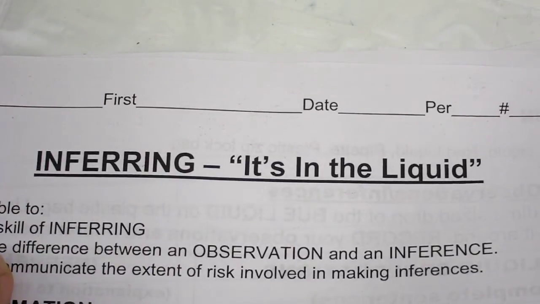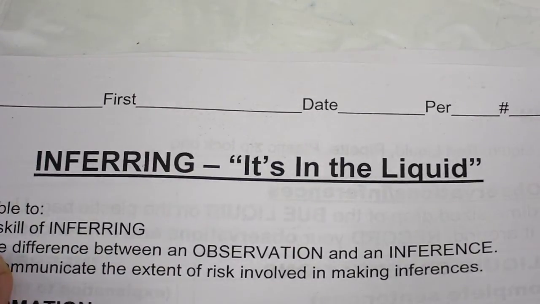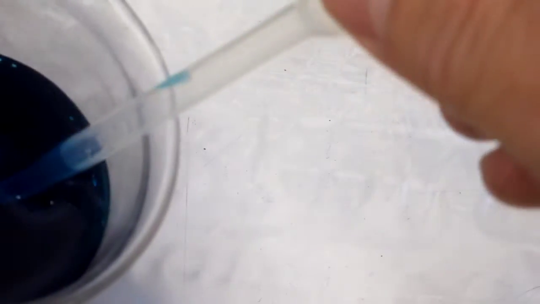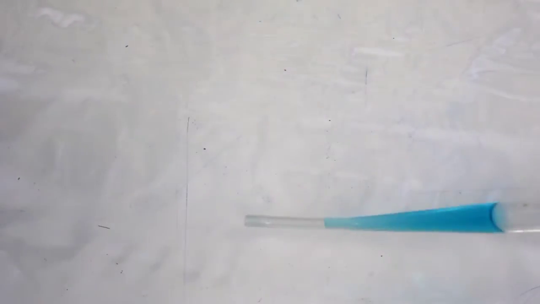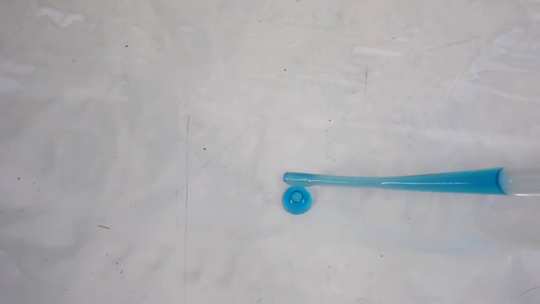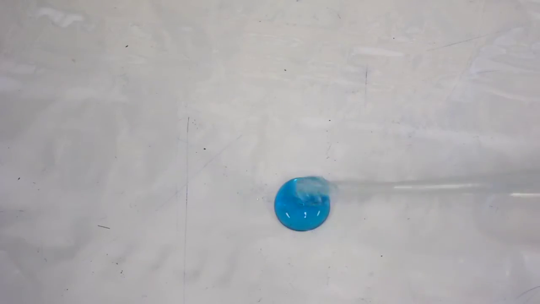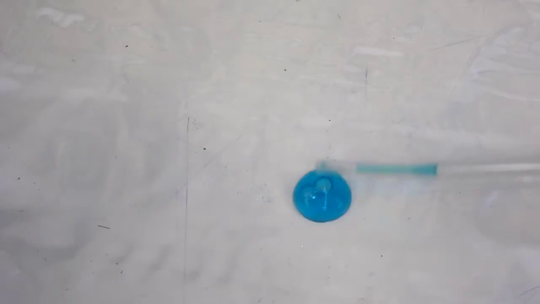This is the makeup section for inferring. It's in the liquid, an observation and inference handout. What students did while you were gone was they took some blue liquid using a pipette. They don't know what the liquid is. Put it onto a plastic bag. This is after you've completed the first section of the handout, by the way.